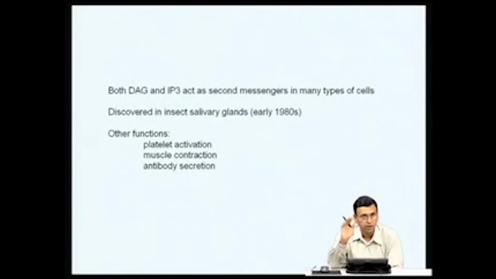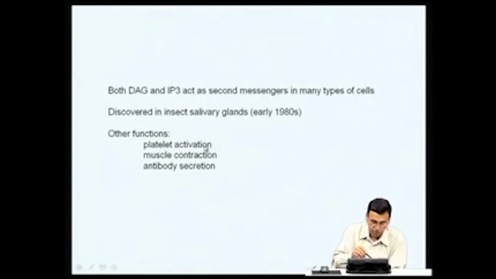Both diacylglycerol and inositol triphosphate, which have been produced by the action of phospholipase C on phosphatidylinositol bisphosphate, are very, very important second messengers, and they perform a number of physiological functions. These were first discovered in insect salivary glands in the early 1980s, and some of the important functions include activation of platelets, muscle contraction, antibody secretion, and so on and so forth, in addition to activation of gene expression programs.